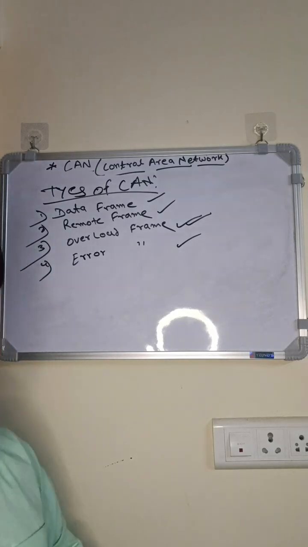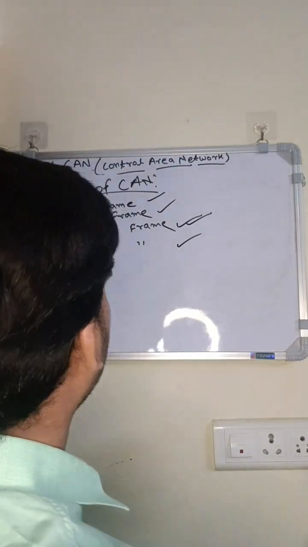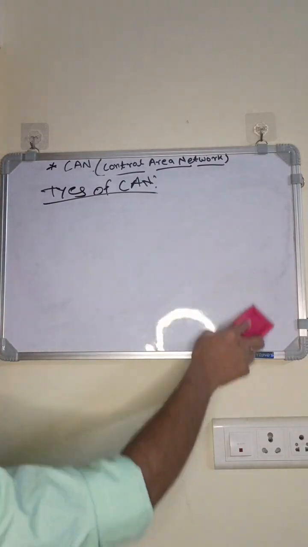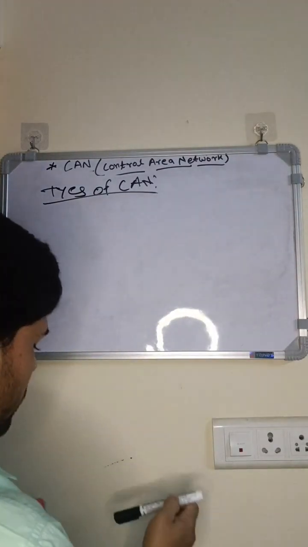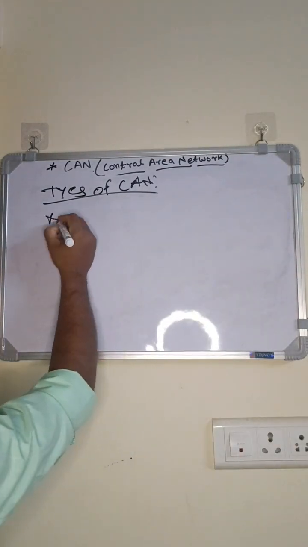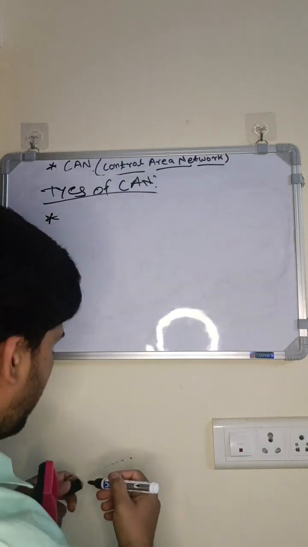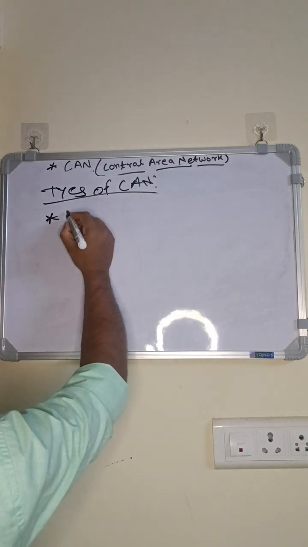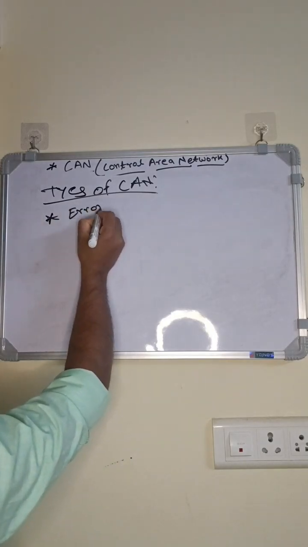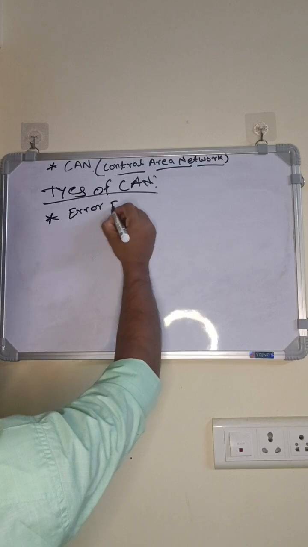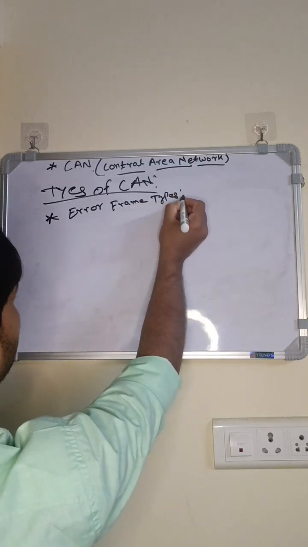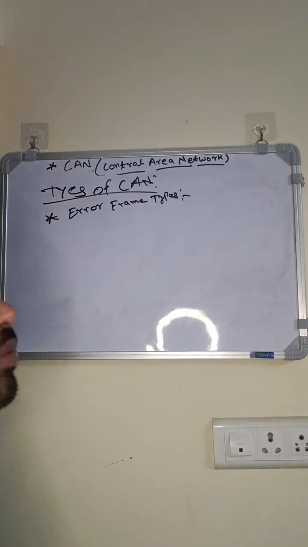Now we will look at the types of error. How many types of error can happen? Basically there are 5 errors. Yesterday I also discussed them, but today we are going to discuss in brief how many types of error there are, what they mean, and where they occur. Error frame types. Basically there are 5 errors.